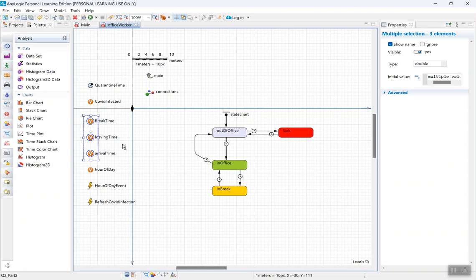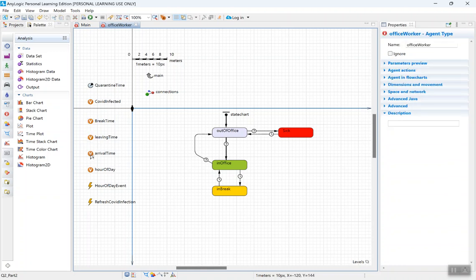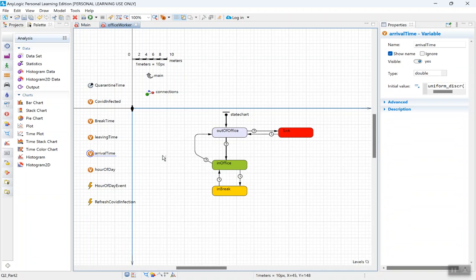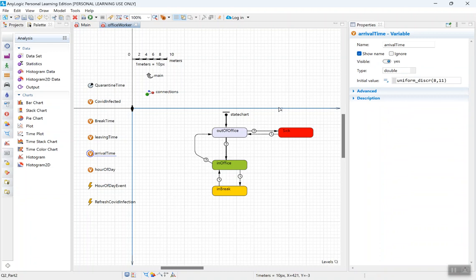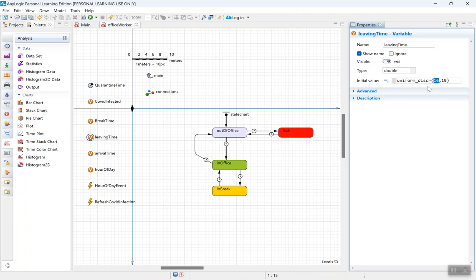In this case, I will start with the time variables. In the arrival time, what we are saying here is that each individual, I will just start saying individual or agent instead of employee because this is an agent-based model, can be coming to the office starting from 8 to 11 a.m. Whereas in the leaving time, an agent can be leaving the office from 4 to 7 p.m.